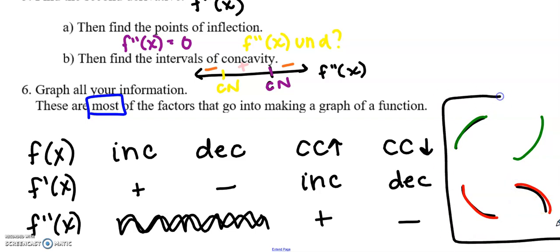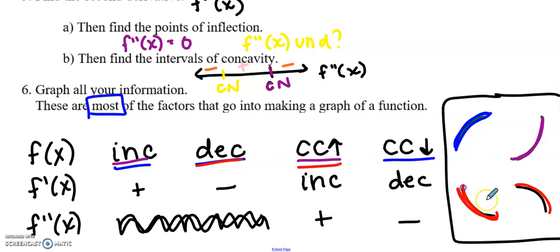So these four curvatures are the four combinations of increasing while concave up, increasing while concave down, decreasing while concave up, decreasing while concave down. All right, so four different curvatures that you need to be aware of.